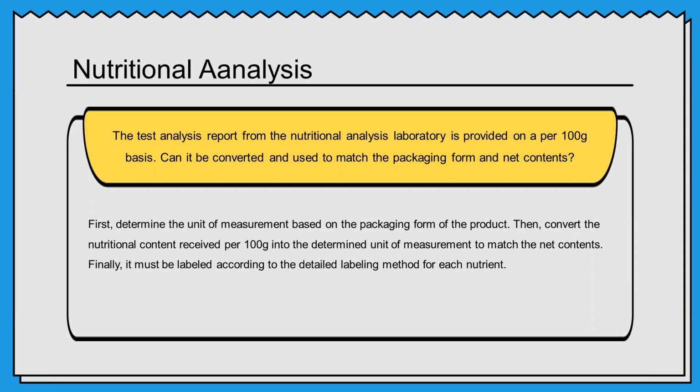First, determine the unit of measurement based on the packaging form of the product. Then, convert the nutritional content received per 100 grams into the determined unit of measurement to match the net contents.